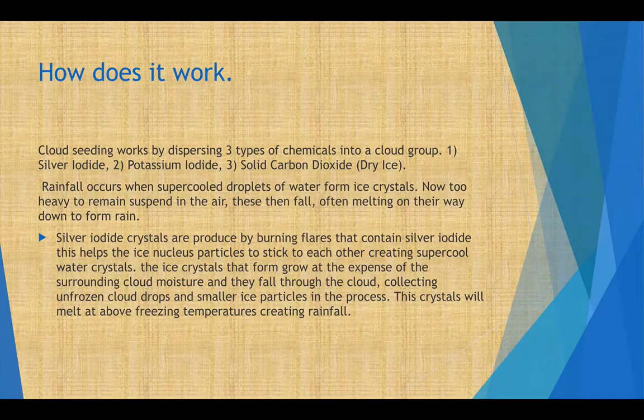Silver iodide crystals are produced by burning flares that contain silver iodide. This helps the ice nucleus particles to stick to each other, creating supercooled water crystals. The ice crystals that form grow at the expense of surrounding cloud moisture, and they fall through the cloud, collecting unfrozen cloud drops and smaller ice particles in the process. The crystals will melt at above freezing temperature, creating rainfall.